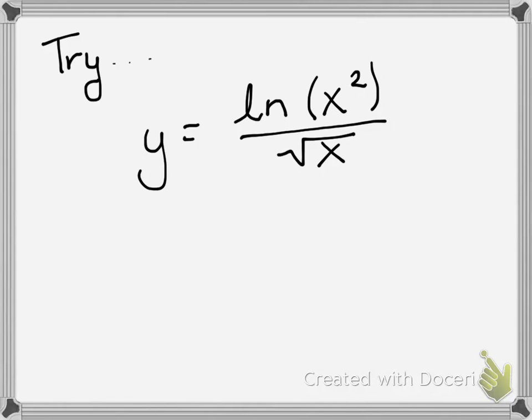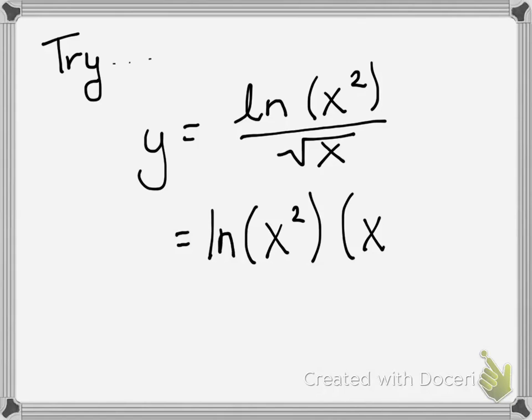Okay, go ahead and pause the video. Try this one. Remember, right now it's written as a quotient, so you're going to have to write it as a product before you get started. So it's ln of x squared times x to the negative 1/2. And remember, you're going to have to do some chain rule on this side. Okay, so pause it, give it a try.